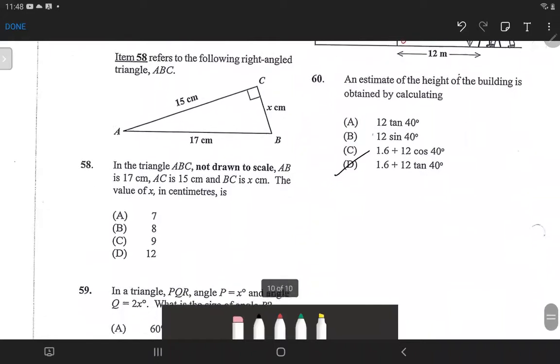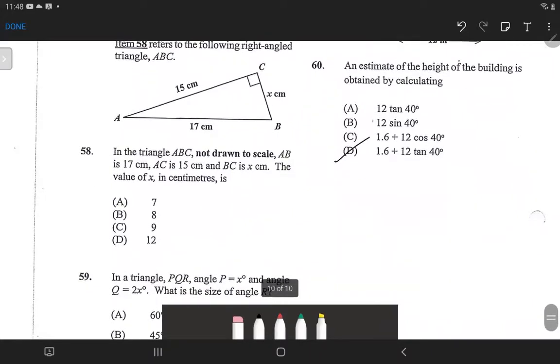Item 58 refers to the following right angle triangle ABC. In the triangle ABC not drawn to scale, AB is 17, AC is 15, and BC is x. The value of x in centimeters is, remember that we need x squared plus 15 squared to be equal to 17 squared. Now, if you already know that this is a Pythagorean triple, you wouldn't need to calculate what x is, but supposing that we don't know, we have to work it out.